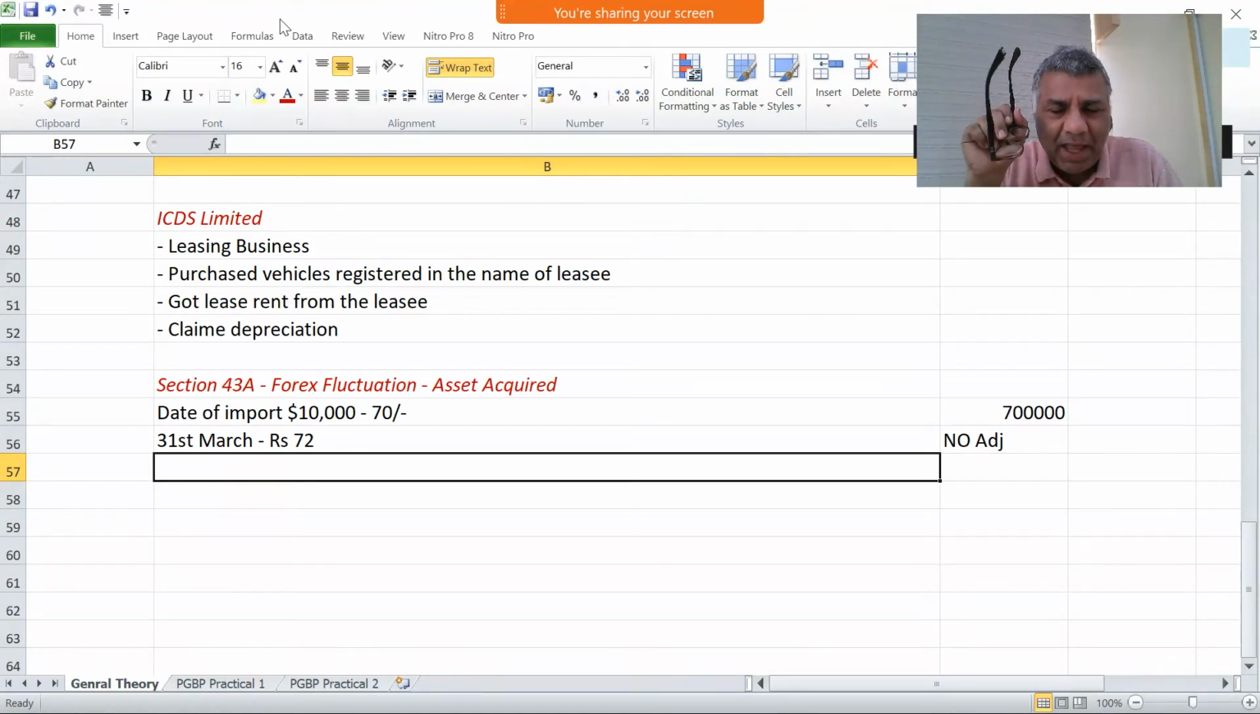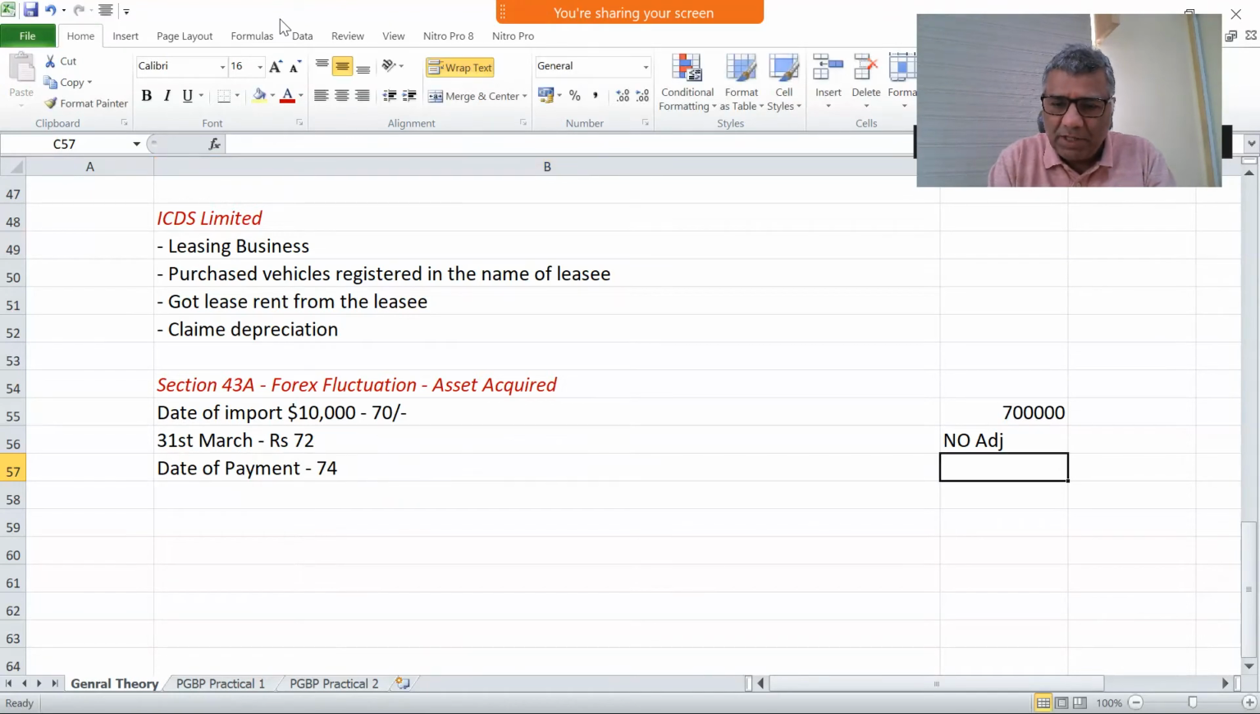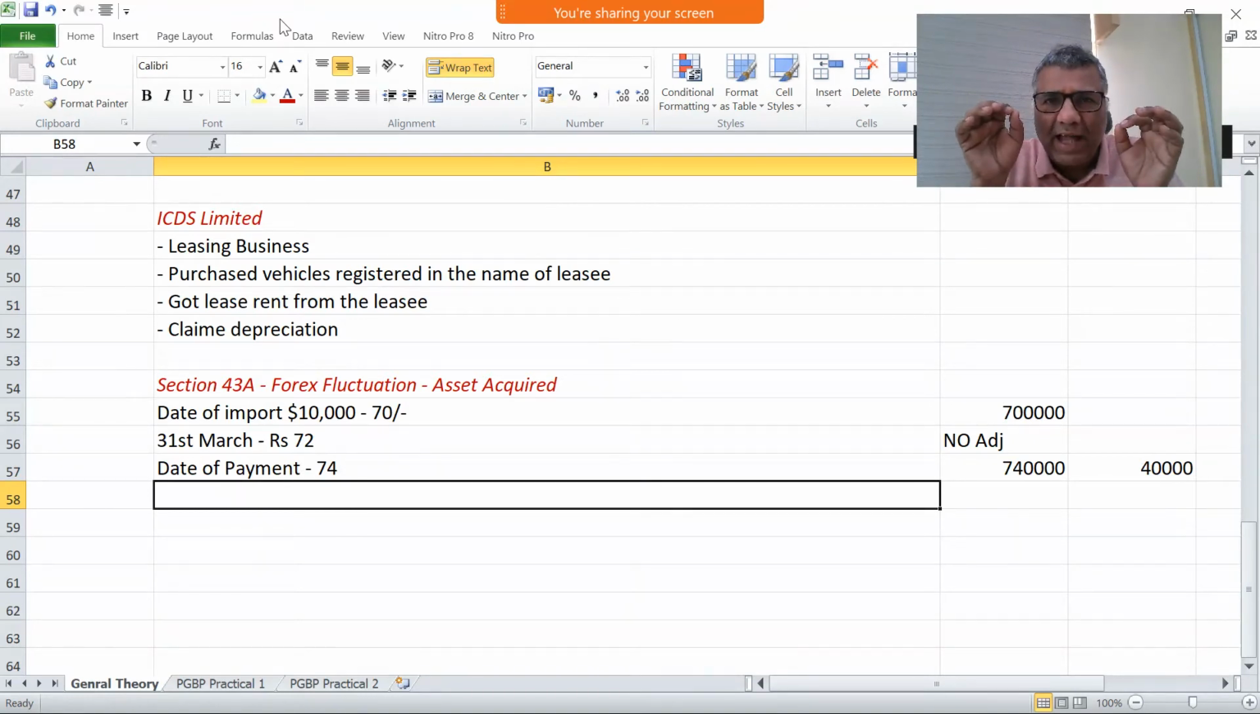In other words, income tax law does not have the concept of restatement of values for assets. Repeat along with me: income tax law does not have the concept of restatement of asset value. There is nothing called restatement. So 20,000 rupees will not be accounted on 31st March. Date of payment, it was 74. So 10,000 into 74. This difference, 7 lakh 40 minus 7 lakhs, will be accounted as increase in the value of asset. It will be increased in the block.